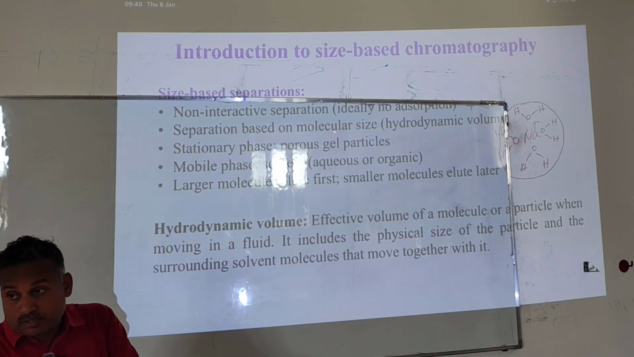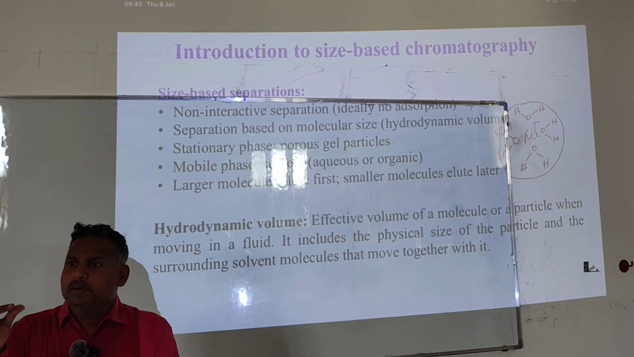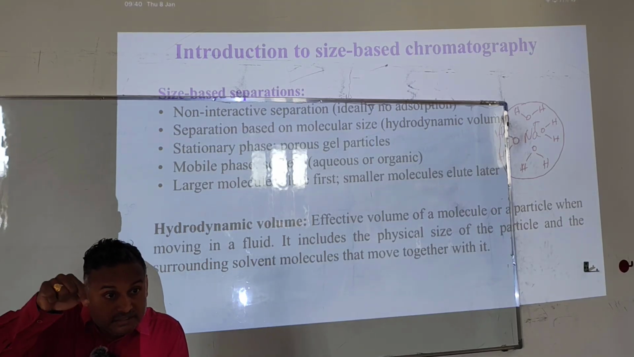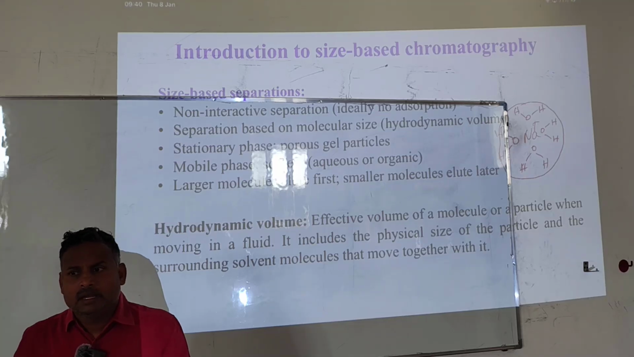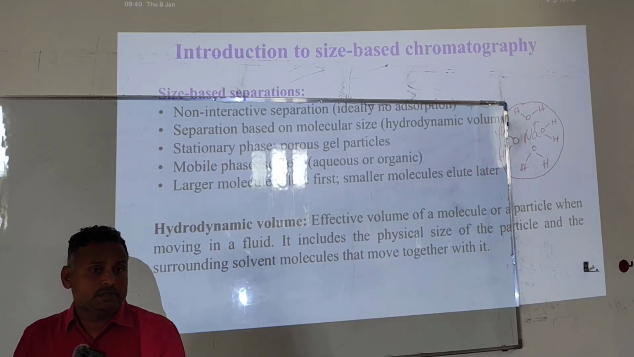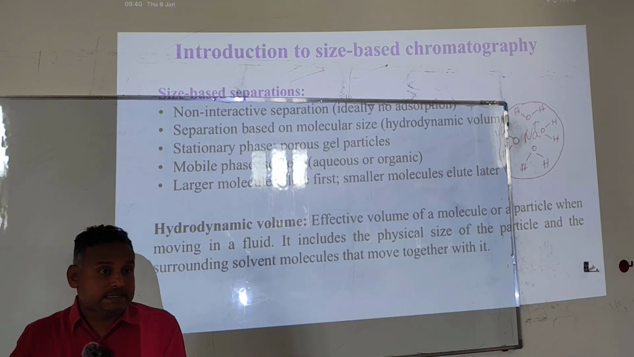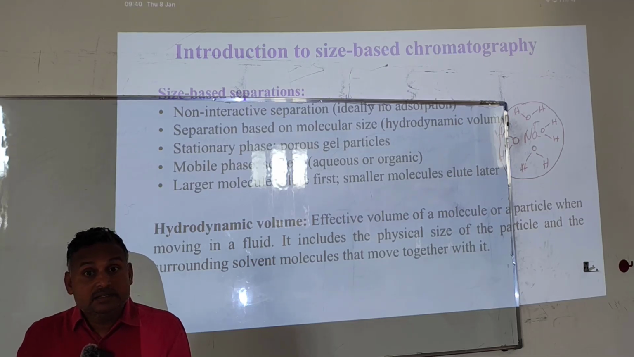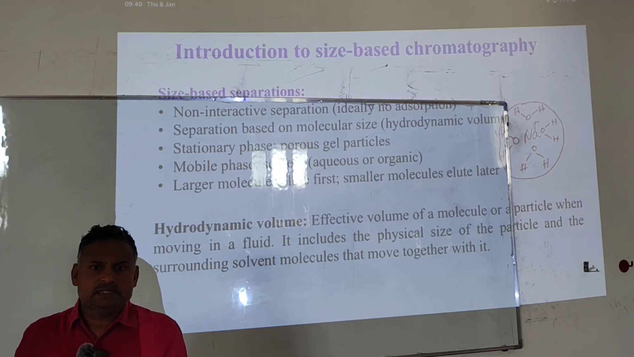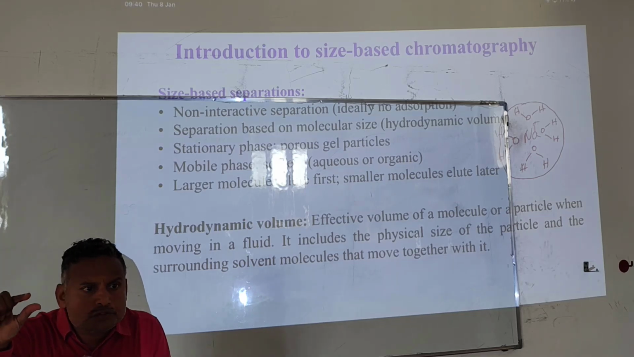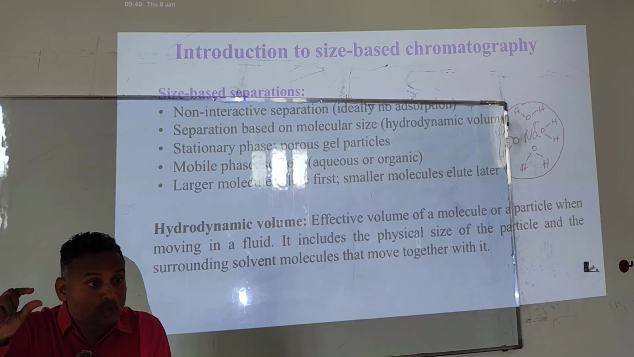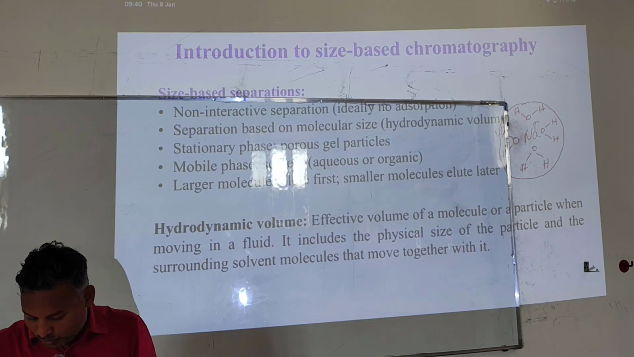Stationary phase is a porous gel. Porous gel particles means particles which are having pores. And the pores are of two types: hydrogels and xerogels. Hydrogels means the particles are soft, smooth, in which they are having water in them. Okay? Xerogels. Let me show you.